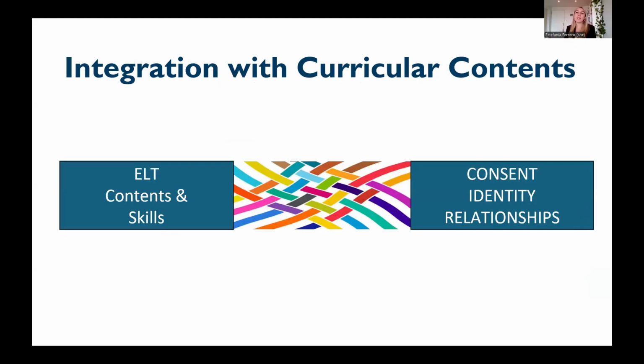So this is my proposal, the integration of consent, identity, and relationships, topics that will engage students and which are contents belonging to the area of comprehensive sexuality education, but at the same time permeating all other fields, together with our ELT contents and skills. Again, the idea is to teach them together, not to add more contents or skills, but to find a way to mix and to connect whatever we need to teach regarding our contents and competences with those mentioned, with consent, with equity, with relationships and identity. Okay, so now we will see how.